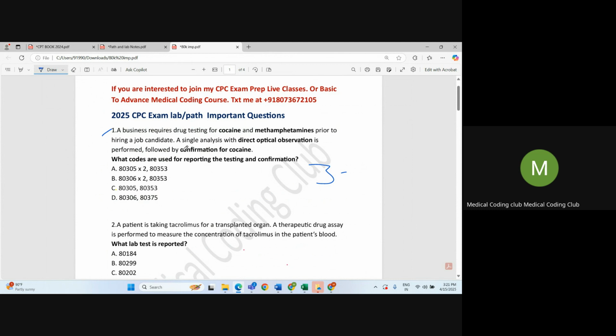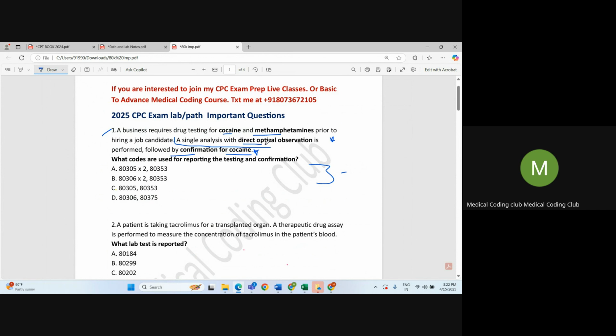So here is the first question. A business inquires about drug testing for cocaine and methamphetamines prior to hiring a job candidate. Single analysis with direct optical observation is performed, followed by confirmation of cocaine. What codes are used for reporting the testing for the confirmation? There are 2 tests involved. One is the single analysis with direct optical observation, and followed by confirmation of cocaine, this is one more drug test.